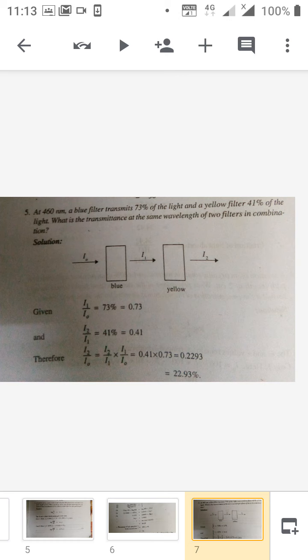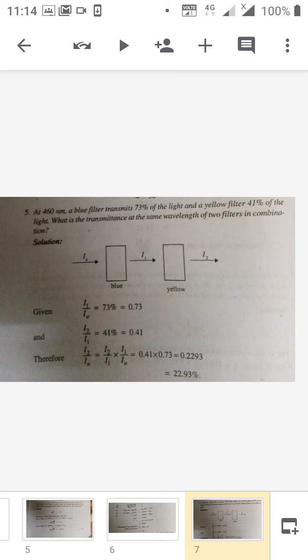And in the second case, the intensity of the incident light is I1, and the transmitted light is I2. So I2 by I1 is equal to 41%, that is 0.41. Therefore I2 by I0 is equal to I2 divided by I1 into I1 divided by I0. That's equal to 0.41 into 0.73, that's equal to 0.2293, that is 22.93%.